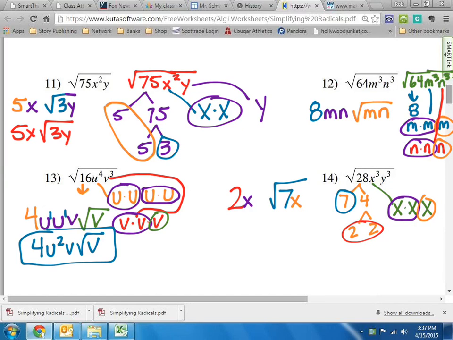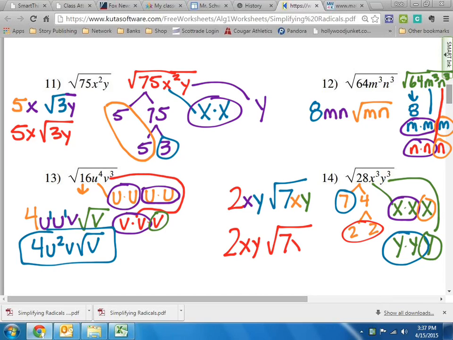Now let's deal with y. So y times y times y. Again, I have a pair of y's right here. Perfect. So they go on the outside. And then I do have one y remaining right here. So it goes on the inside. So that's essentially my answer. I did it in many funny colors. So if I wrote it in one color, it would be 2xy radical 7xy.